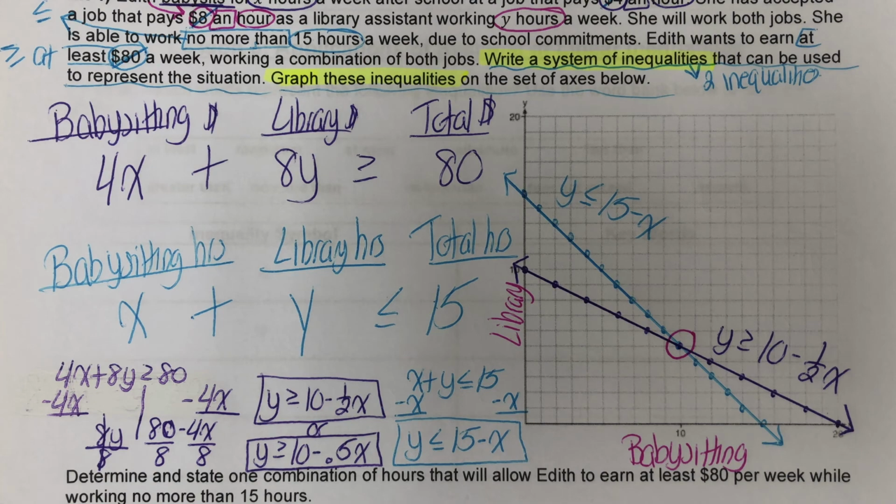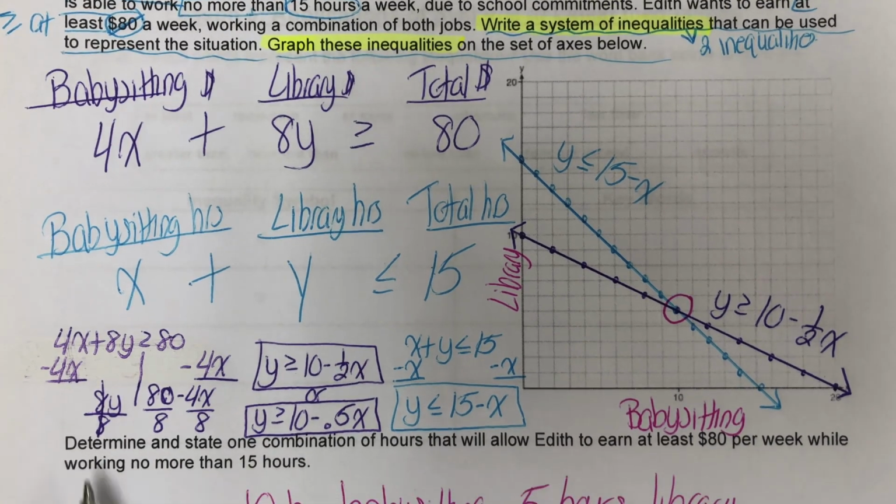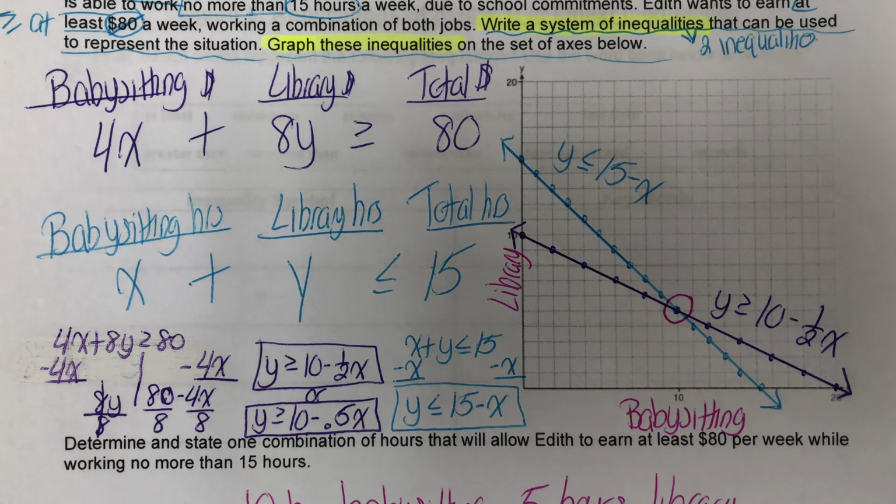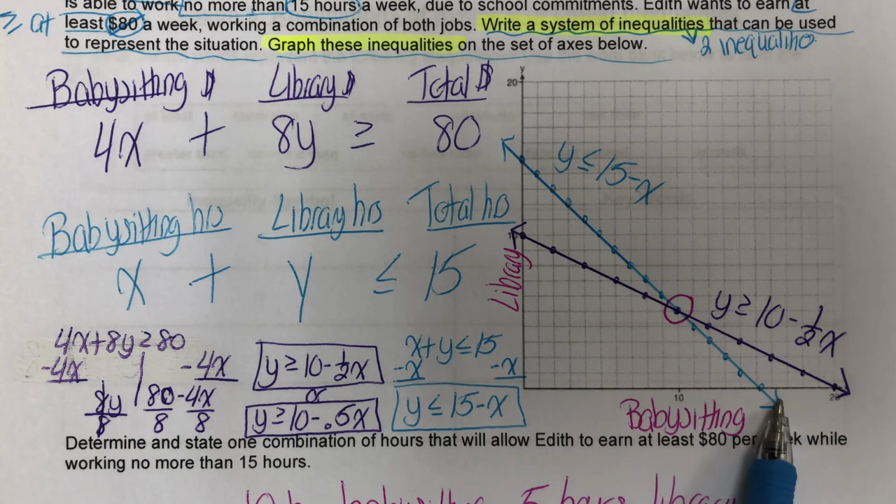And then as I look at the question, it says determine and state one combination, just one combination of hours that will allow Edith to do both things: to work at least 15 hours, but also make that $80 a week. I can see that my inequalities cross right here at that point. That's gonna be my solution. But it's gonna be hard to answer the question without labeling your axes. So this part was a little bit tough as well.